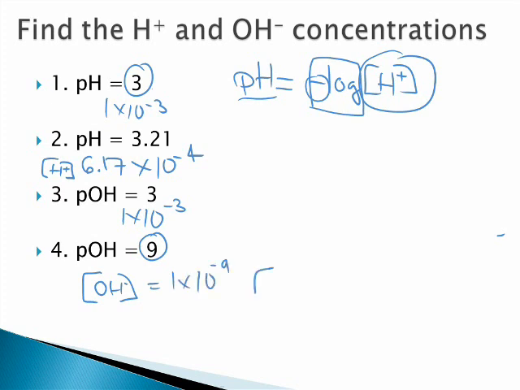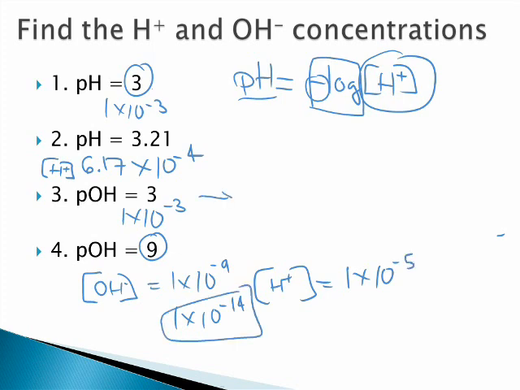Now, what is the hydrogen ion concentration here? For this last one, all we have to do, remember, is that the exponents have to add up to 1 times 10 to the minus 14. That must be 1 times 10 to the minus 5. It has to add up to 14. So this one has to add up to 14, so that's 1 times 10 to the minus 11 for the hydrogen ion concentration.